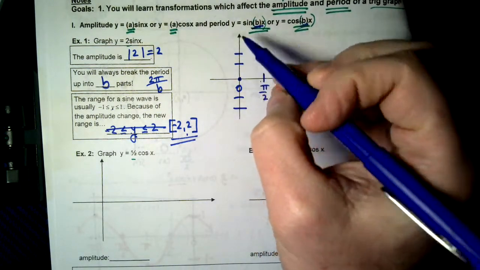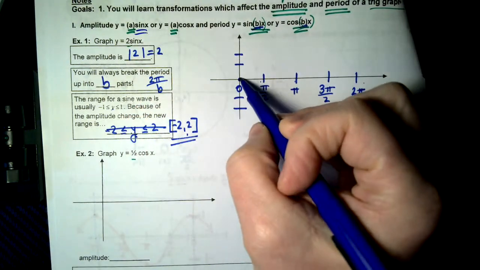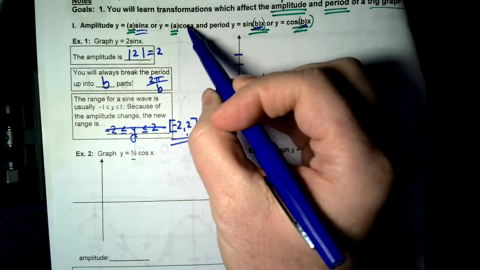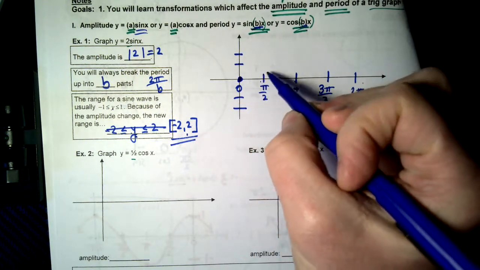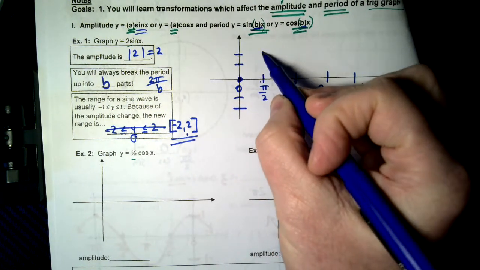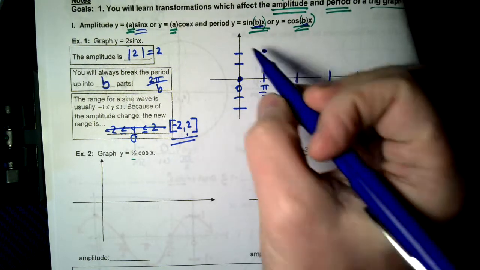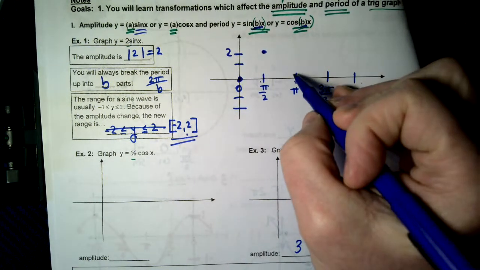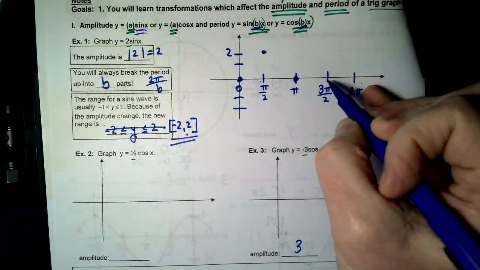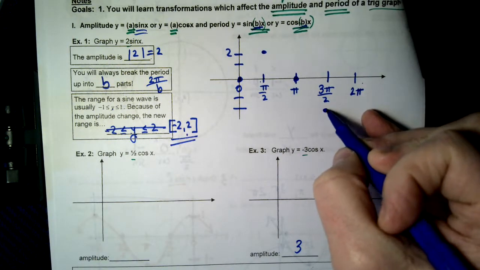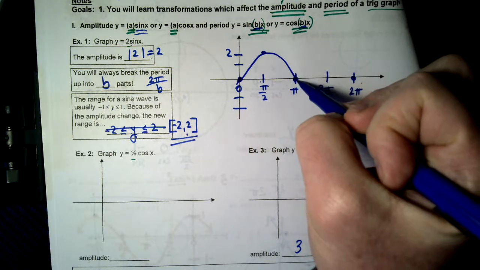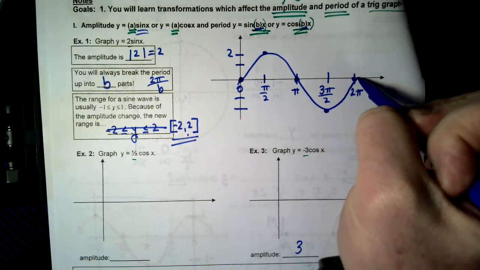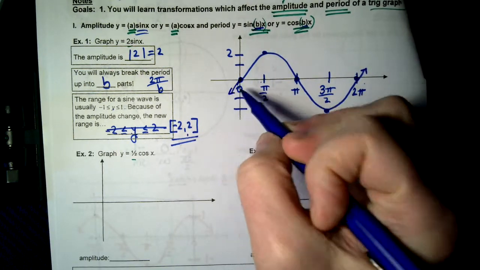So sine graphs start at 0, 0. Cosine graphs start at 0, 1. In this case, it goes 0, 0, and then at pi over 2, the top of the graph, we're going to be at 2. Then it goes back down to 0. Then it's going to bottom out at -2, and then back to 0. And so that's what a change in amplitude does. Of course, it would keep going, and it would keep going.